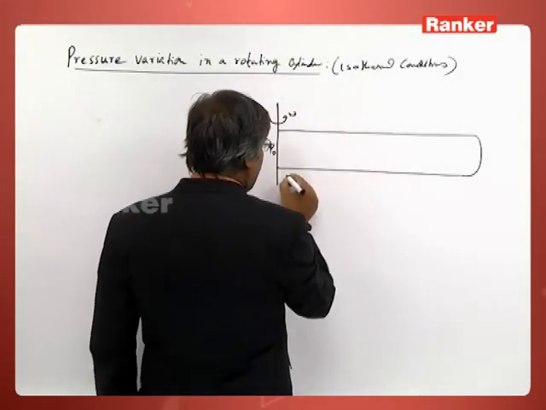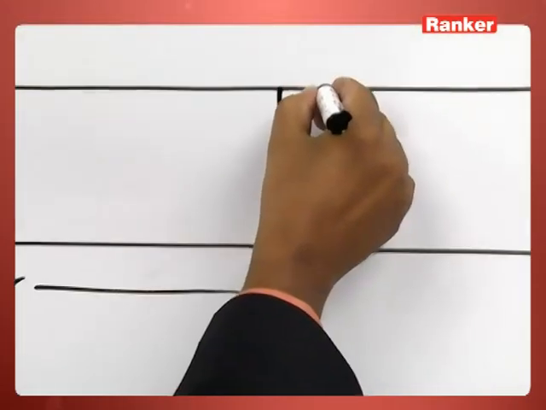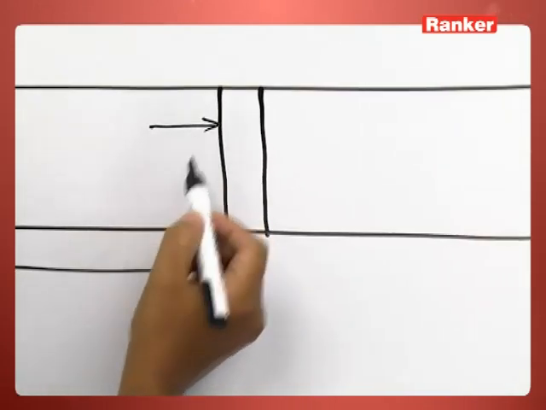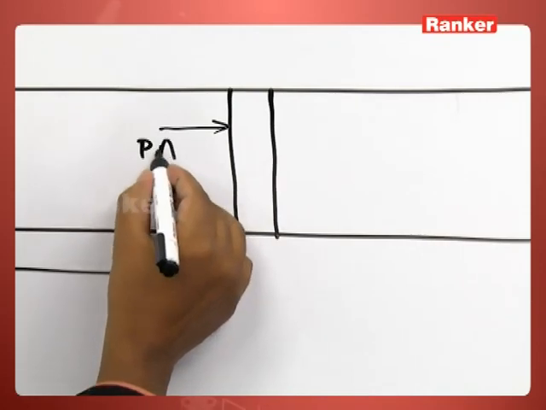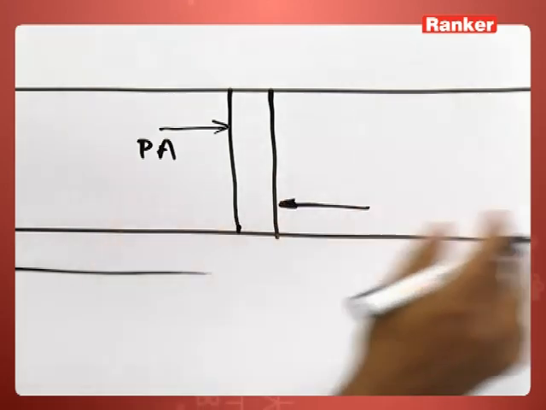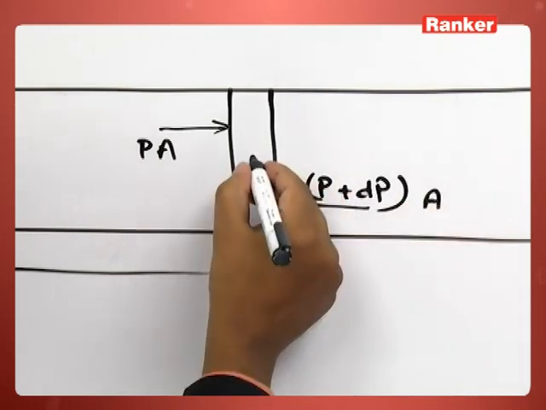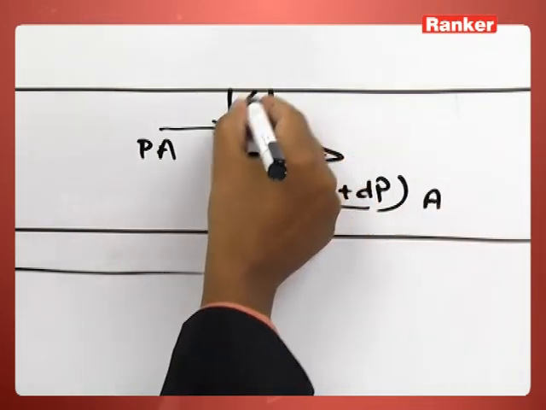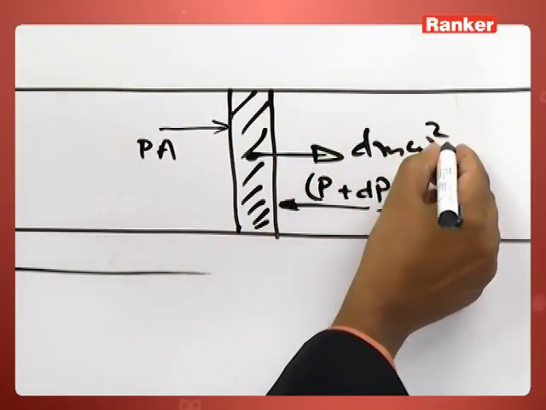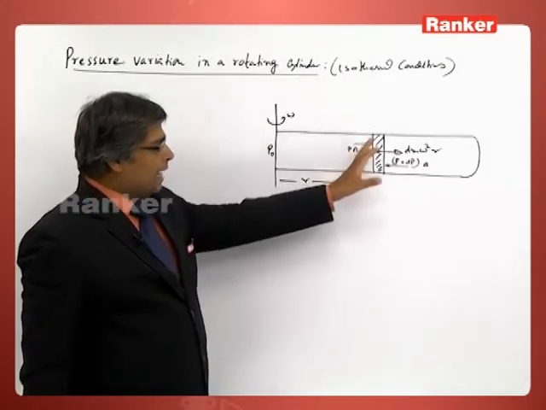So what we do at a distance r from the rotation axis, let us consider an element. Suppose here the pressure is P. So P into the area of cross section is the force, and suppose from this side the pressure varies, so P plus dP is the pressure into area, and the total mass of gas in this element is dm. dm omega square r is the centrifugal force acting on this.